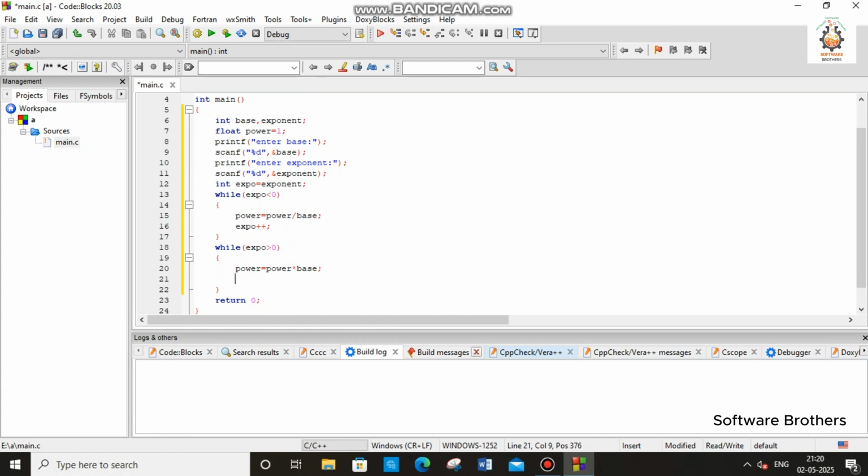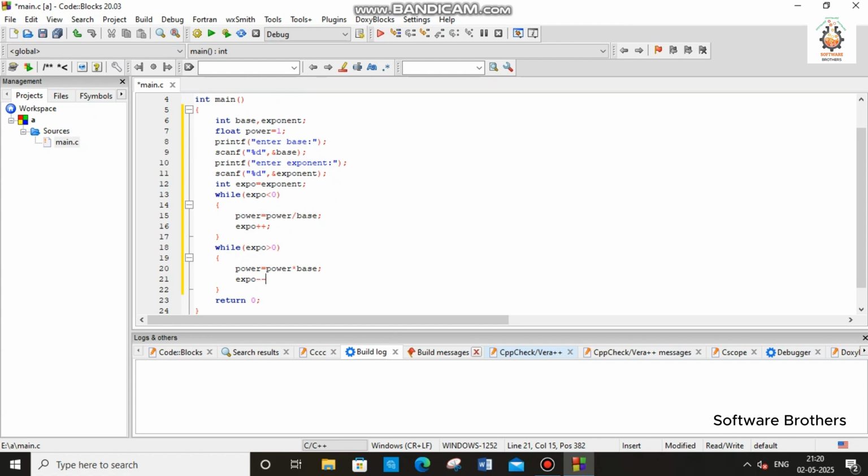And this one should be our decrement factor, which is expo minus 1. So it is actually decreasing the looping numbers over there while considering the positive exponential factors.